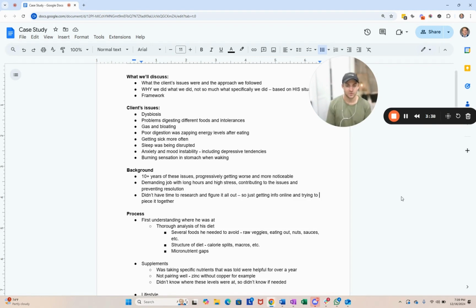He had these issues for over 10 years. They were progressively getting worse. He had tried. It wasn't that he was not trying anything, and it wasn't that he wasn't staying consistent. It was just that he wasn't focusing on the right things, because he didn't have the time to put into making sure he had identified the issues, making sure he had the right protocols, and that he was doing all the right things here.